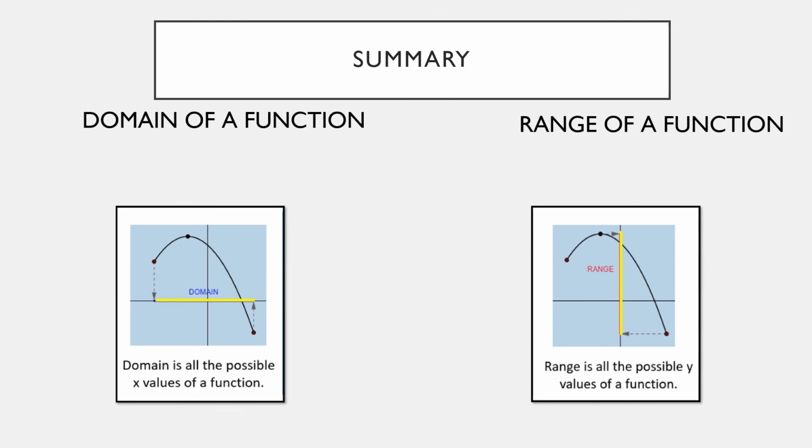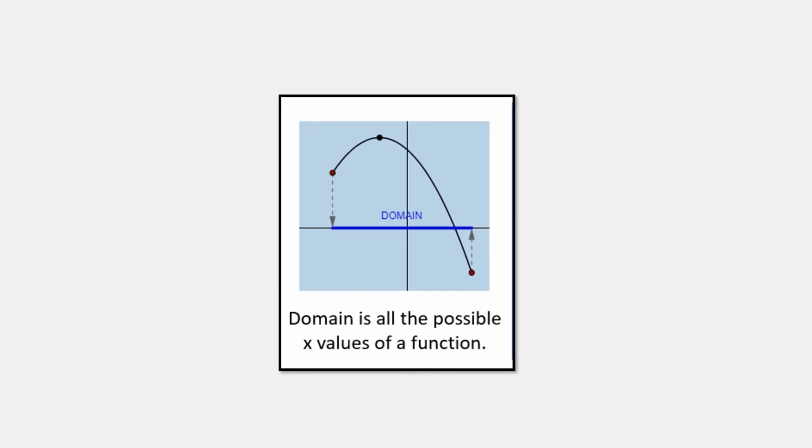Let's summarize today's lesson. Domain is all the possible x values of a function. In other words, the domain is all the inputs of a function shown on the x-axis. And when looking at the graph, the domain is all the values of the graph from left to right.